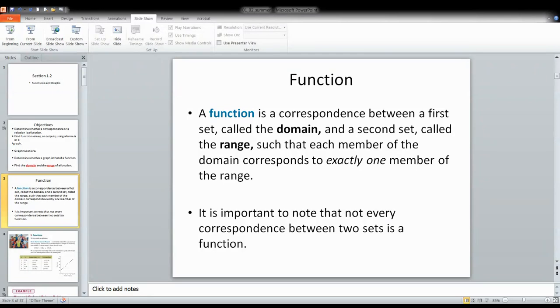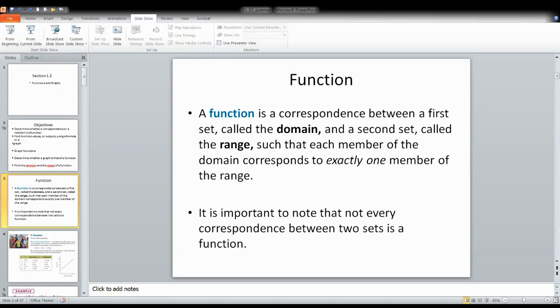The inputs, members of the domain, are values of x substituted into the equation. The outputs are members of the range. This is read as f of x, all right? It's function notation. Sometimes we call it f at x, but most times it's read f of x. Not f times x, f of x.